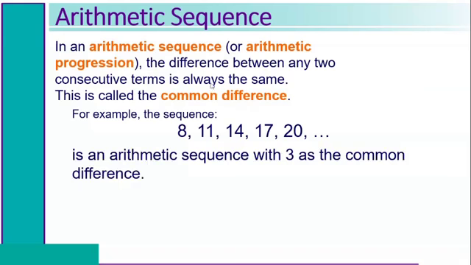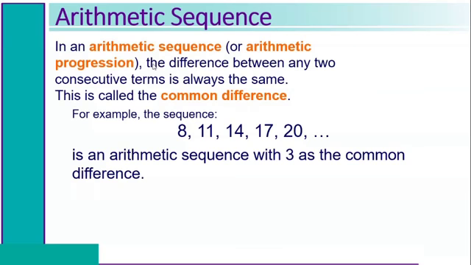the common difference. So we have to remember here that 8 is our first term, 11 is our second term, 14 is our third term, 17 is our fourth term, and 20 is our fifth term. Now, the question here is, how did we get 3 as our common difference? As stated in the definition of an arithmetic sequence, the difference between any two consecutive terms is always the same.